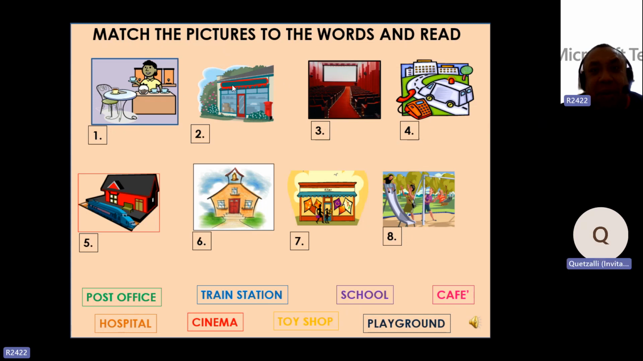So like I say, it says, match the pictures with the words and read. Okay, for example, number one, it's a cafe, okay? Number one is a cafe. What was number two? Post office. Number three, Casale? A cinema. Number four, Casale? A hospital. Very good. Number five? A train station. Very good. Number six? A school. Number seven?